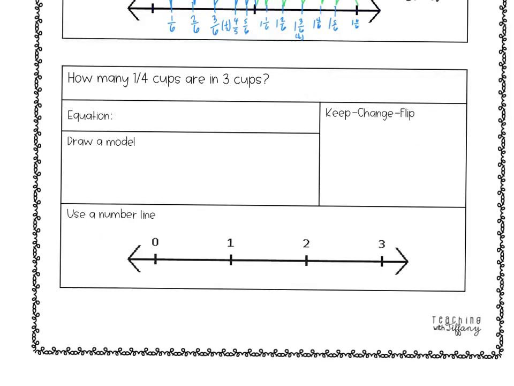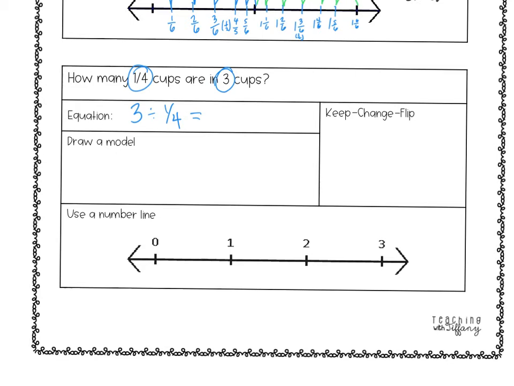Okay, so it says, how many 1/4 cups are in 3 cups? How many 1/4 cups are in 3 cups? So, for this problem, my equation is 3 cups divided by 1/4, right? We're taking our 3 cups and we're splitting them into 1/4, and we want to know how many of them are in each cup.